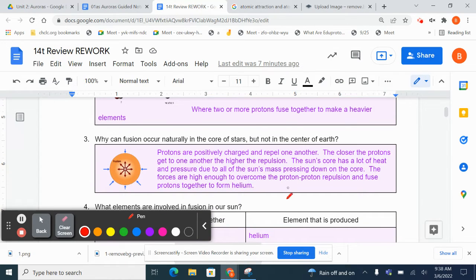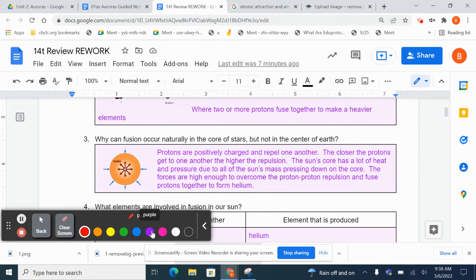All right, so question 3, why can fusion occur naturally in the core of stars but not in the center of Earth? So we know a few things. We know protons are positively charged and they repel one another because like charges repel. We also know the closer the protons get to one another, the higher the repulsion. The sun's core has a lot of heat and pressure due to all the sun's mass pressing down on the core. The forces are high enough to overcome this proton-proton repulsion and fuse the protons together to form helium.